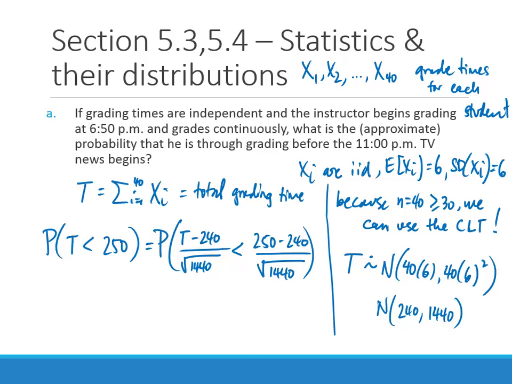Okay, and then because of the approximation, I can say this is approximately equal to the probability that a standard normal random variable, so T minus 240 divided by the square root of 1440 is going to be approximately distributed as a standard normal, is less than, if I do that calculation, 0.26. So now I'm back to the standard normal random variable. I can just go to the table, look up 0.26, and see that this probability is 0.6026.